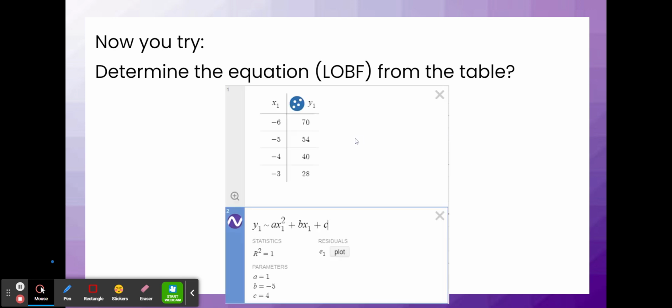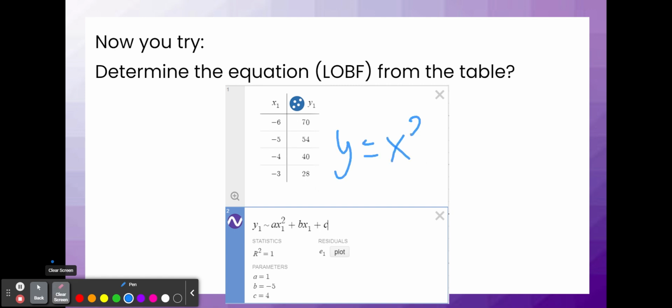All right, so I typed in my table. I ran my regression. I have my A value, my B value, and my C value. This is a perfect positive correlation coefficient. So my equation is y equals, I don't need to put 1, so x squared minus 5x for B, and then C, which is 4, so plus 4. And there's my equation.